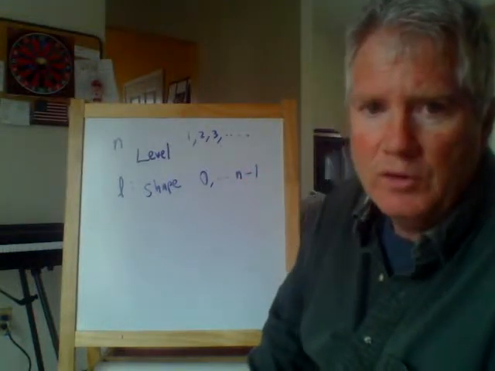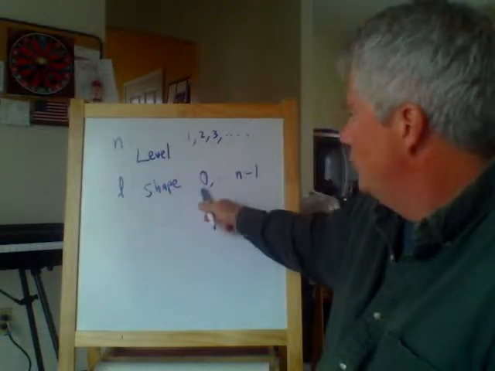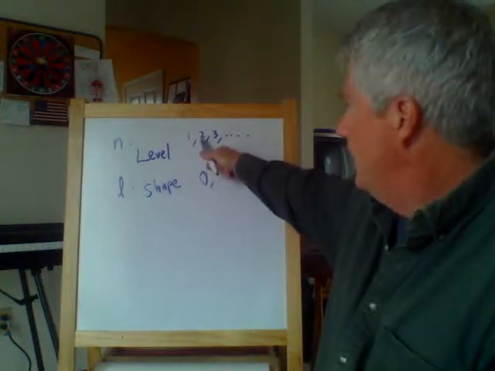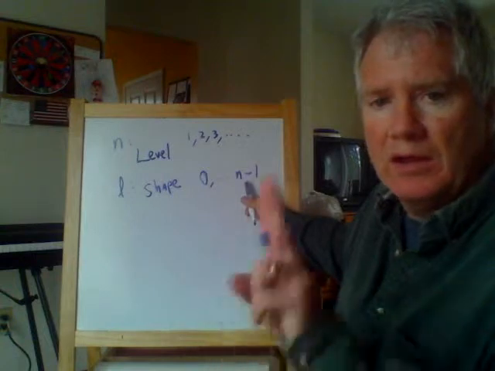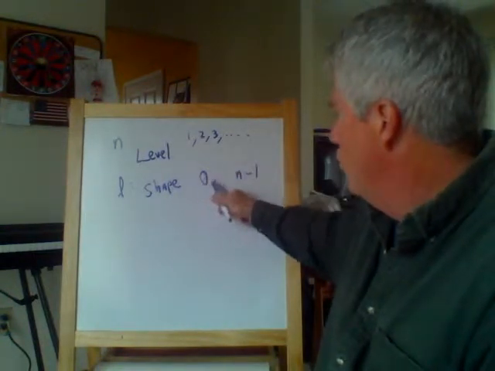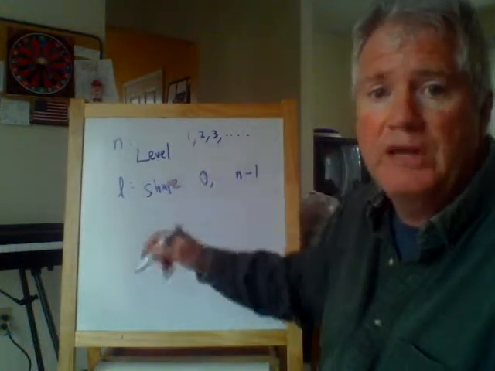So for example, if n is 1, the only value l can have is 0. For n of 2, it can have 0 and 2 minus 1, which is 1. So l can have 2 values when n is 2. If n is 3, it can have 0, 1, and 3 minus 1, 2. So it can have 3 values when n is 3, etc.